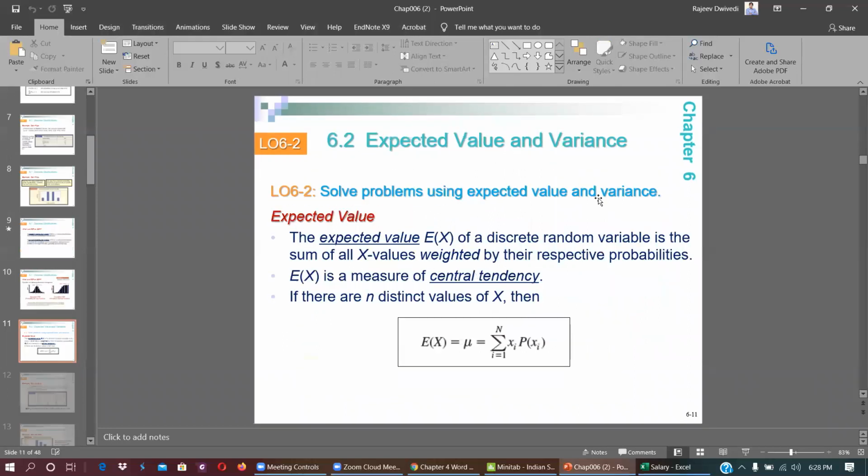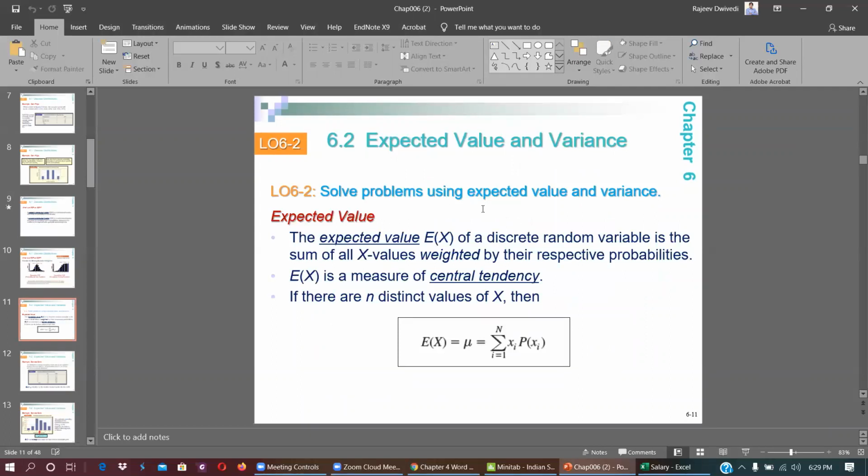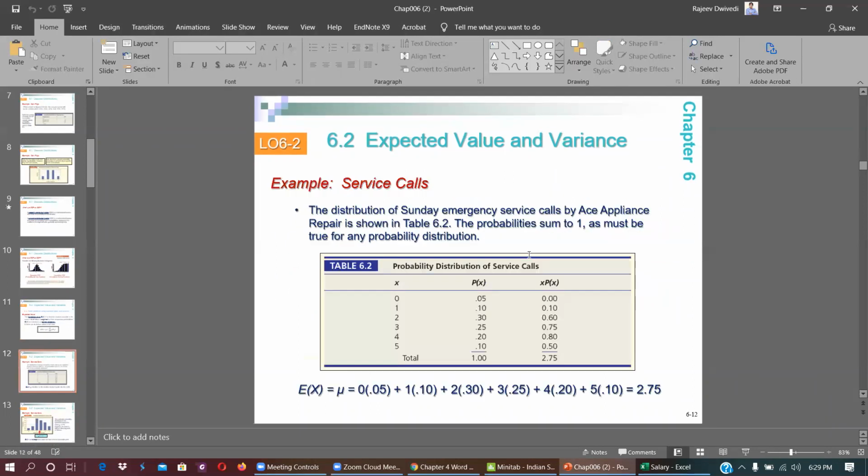We can have only 0, 1, 2, 3, 4, 5, 6, 7. We can't have 4.5 here or 3.6 here, because we are doing a discrete probability distribution. What is the expected value? Here you can understand. For example, the expected value involves the event and the probability of the event.